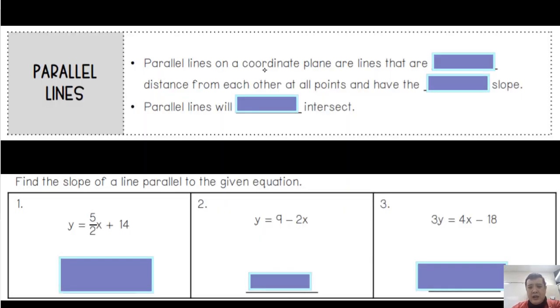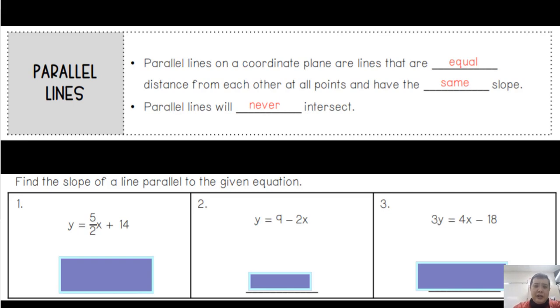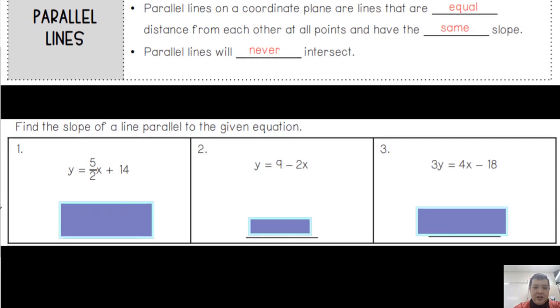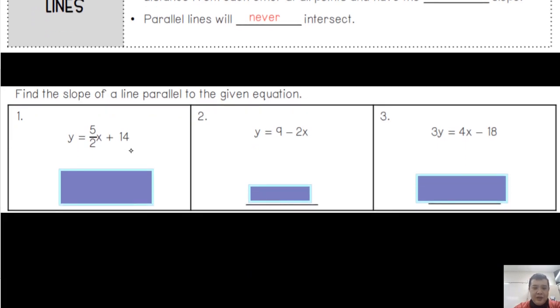Parallel lines on a coordinate plane are lines that are equidistant from each other at all points and have the same slope. Parallel lines will never intersect. So again, they are always equally distant from each other and have the same slope. Here it says find the slope of a line parallel to the given equation. They always have the same slope, so the slope in this equation is 5 over 2. So our slope for any line that's parallel to it is going to be 5 over 2.